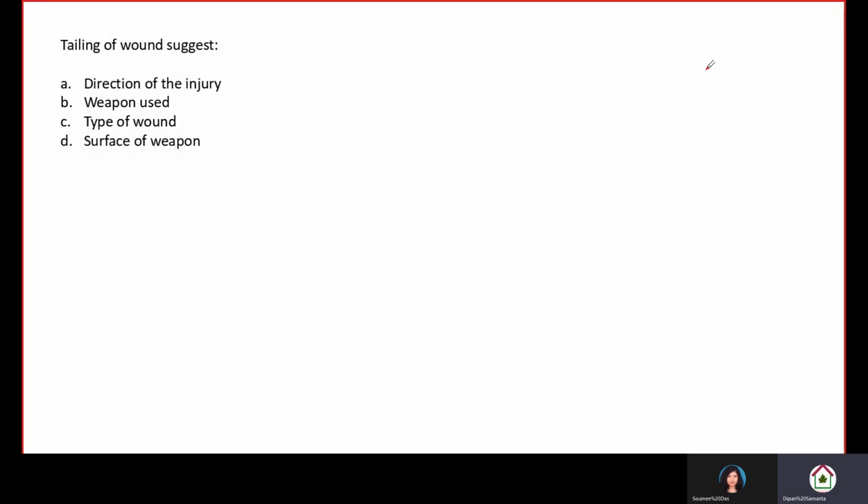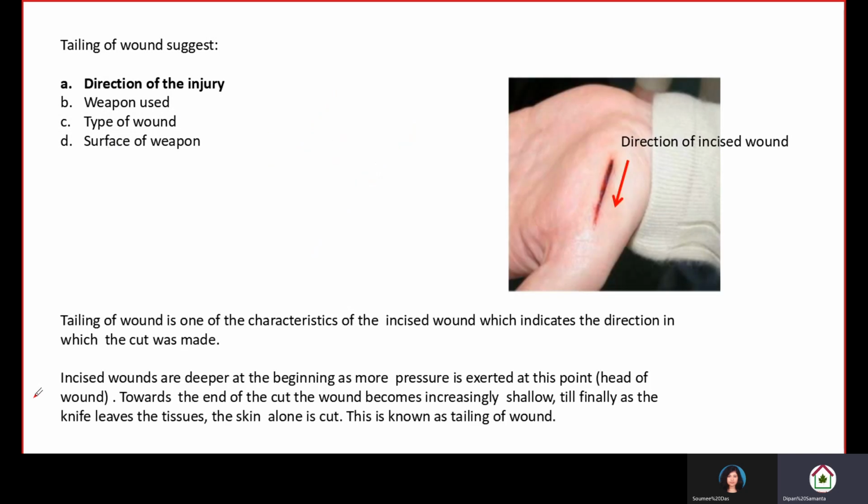Okay, next question. Tailing of wound suggests direction of the injury, weapon used, type of wound, and surface of wound. Tailing of wound means if you look at a wound, it appears like this. A typical wound made by knife blades looks like this. So it suggests direction of the injury.